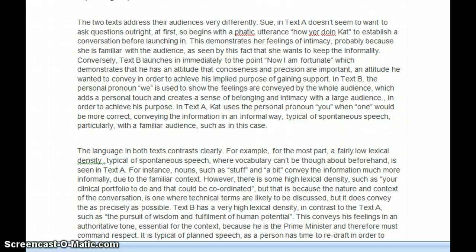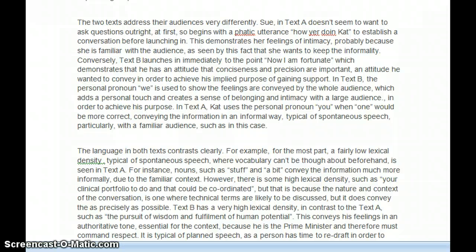In text A, Kat uses the personal pronoun you when one would be more correct, conveying the information in an informal way, typical of spontaneous speech, particularly with a familiar audience, such as in this case. I'm not so sure that really says anything. One would be more correct, but how many of us use one on any kind of basis at all anymore? I think that point's completely relevant.